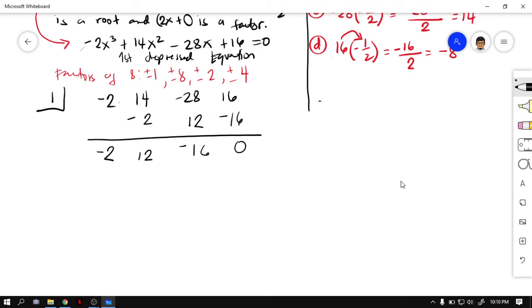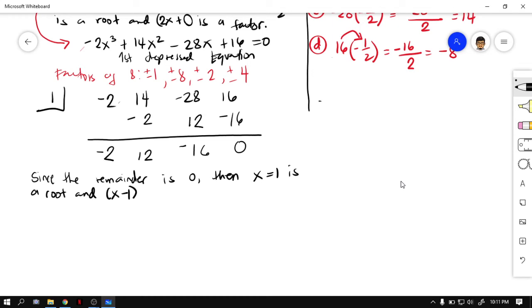So, we have now our second depressed equation. Siyempre, ayusin muna natin. Since the remainder is 0, then x is equal to 1 is a root, and yung positive 1, baligtarin mo lang, magiging negative 1. X minus 1 is, sorry for the autocorrect, x minus 1 is a factor.